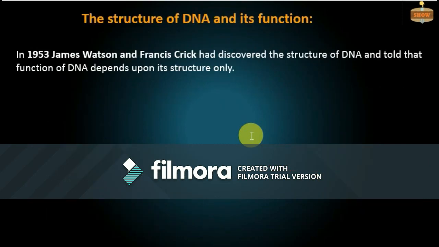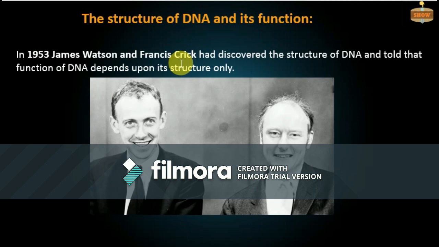After knowing the DNA and its tools, we will see the structure of DNA. When we say the structure of DNA, the two names that come to us are James Watson and Francis Crick. In 1953 they discovered the structure of DNA and said that the function of DNA depends upon its structure only. So whatever information you are seeing, it all depends upon its structure. These are pictures of James Watson and Francis Crick.